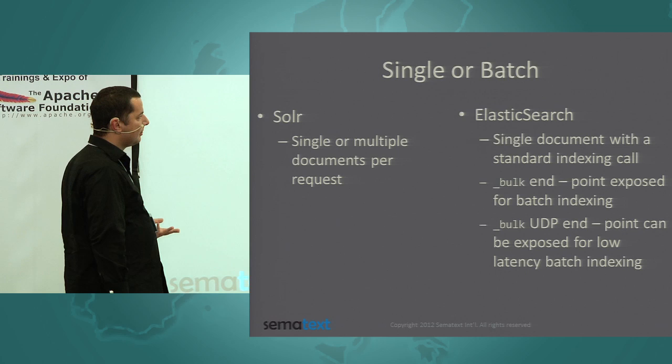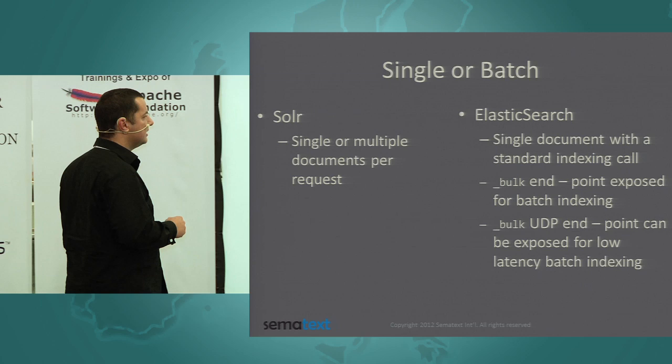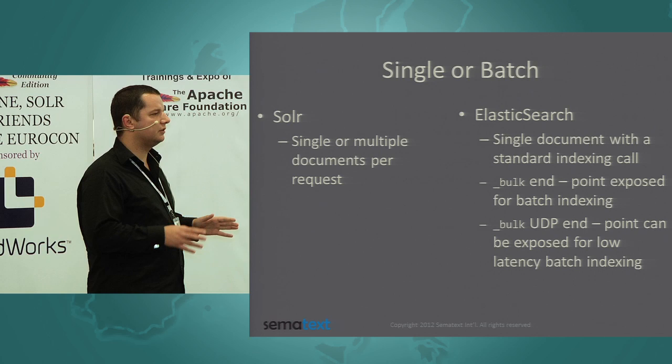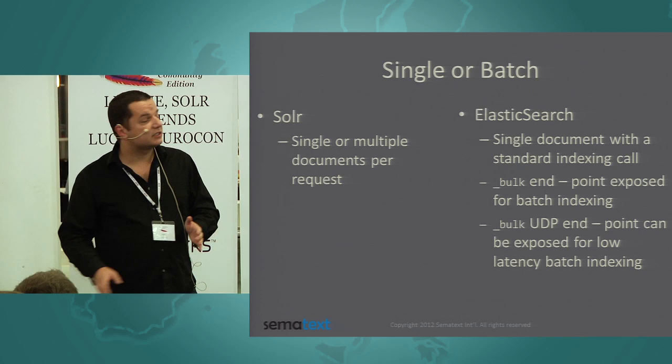There is a second endpoint, the bulk UDP endpoint, for low latency indexing, but it should only be used when you are not afraid of losing your data. You know how UDP works, and if there is a network failure or anything like that, you can lose your batch.